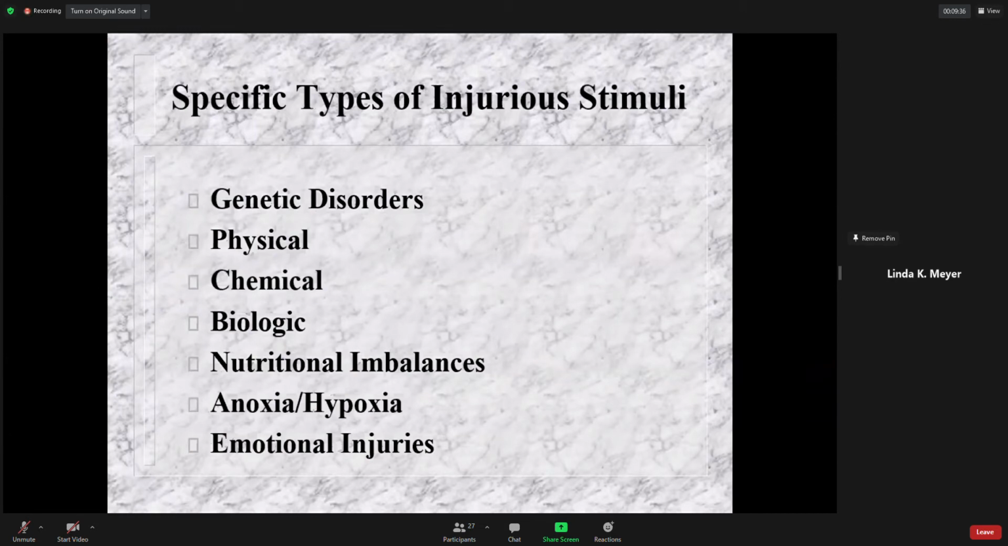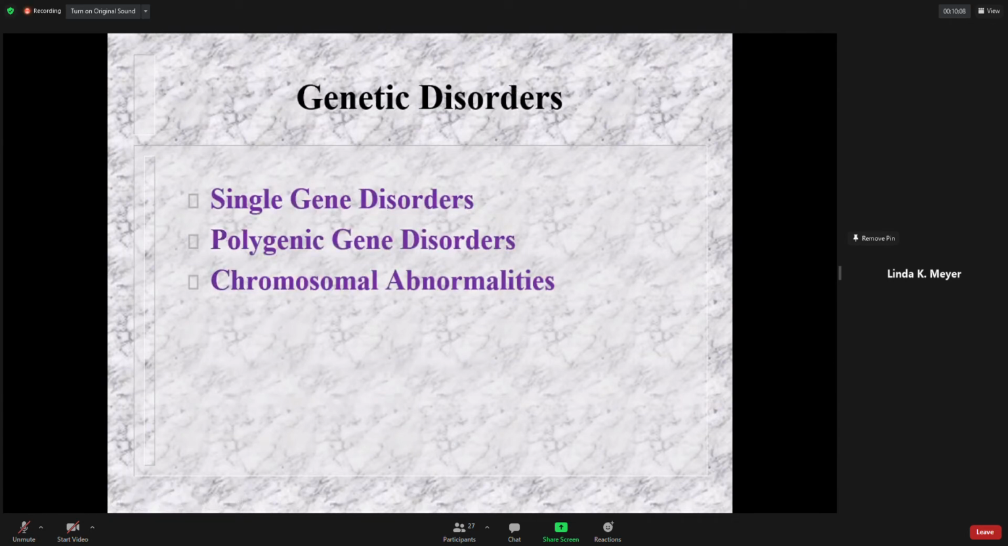Okay, so now getting to more specific types of injurious stimuli. Obviously, the genetic disorders are the intrinsic ones, where the subsequent categories are extrinsic. And again, some of these injurious stimuli could actually be predisposing factors, such as a genetic predisposition to a disease, but it still would take something in the environment to trigger it. So let's briefly look at genetic disorders.